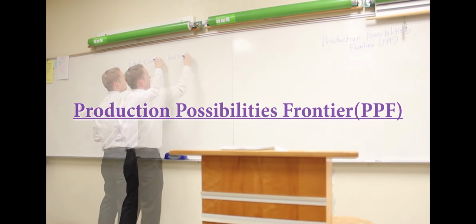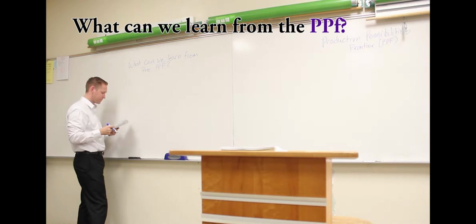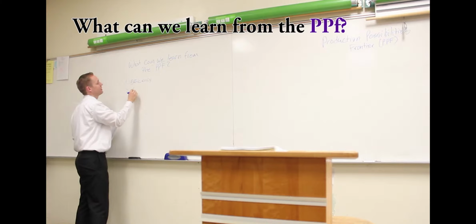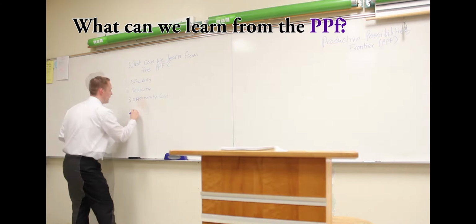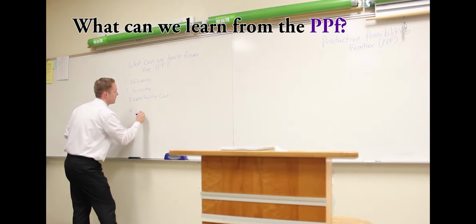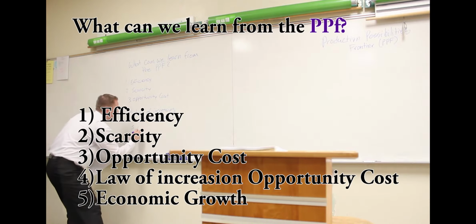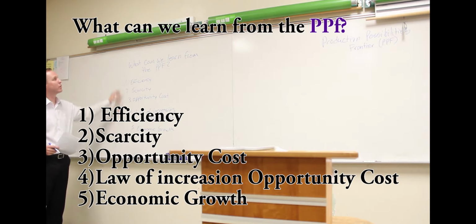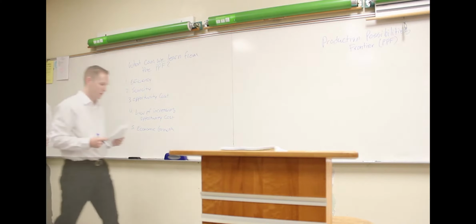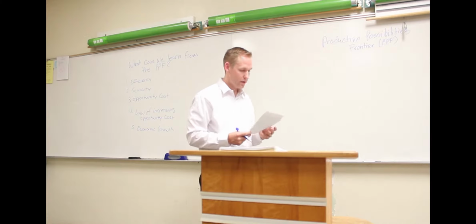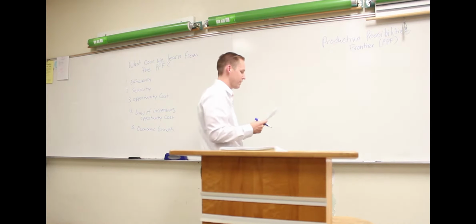And we learn from the PPF: efficiency, scarcity, and I'm going to go through each one of these one by one. Opportunity cost, the law of increasing opportunity cost, and economic growth. So this is what we're going to learn from the production possibilities frontier model. Okay? So before I go into the model, I'm going to go over the assumptions that we make for this.